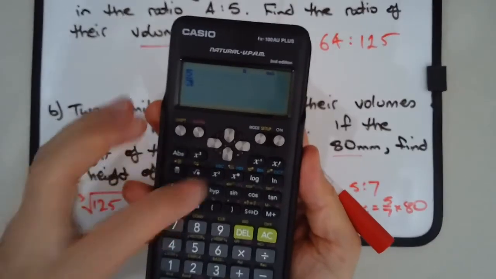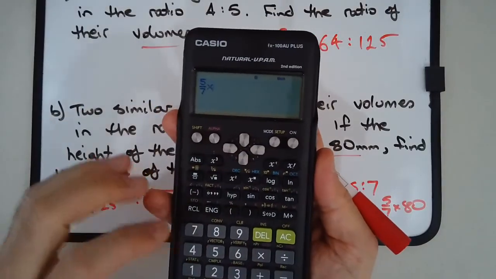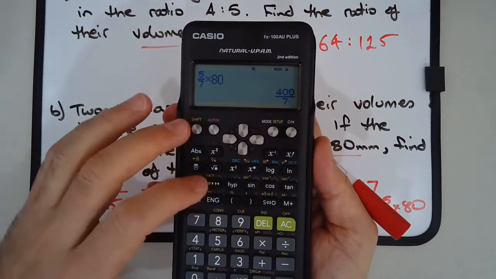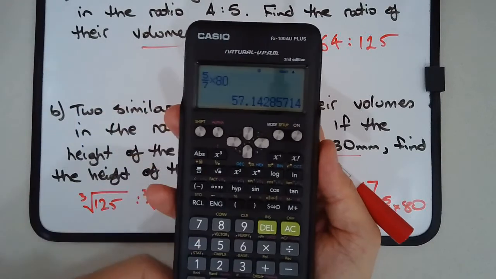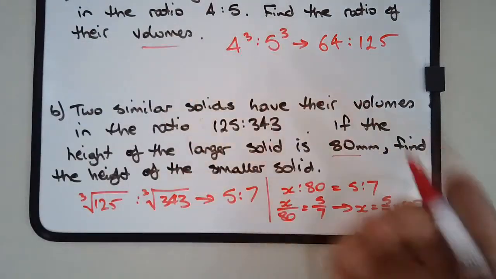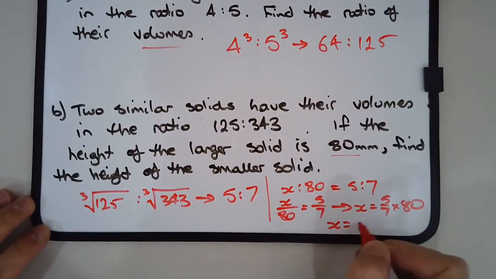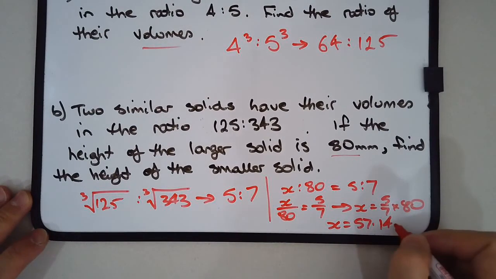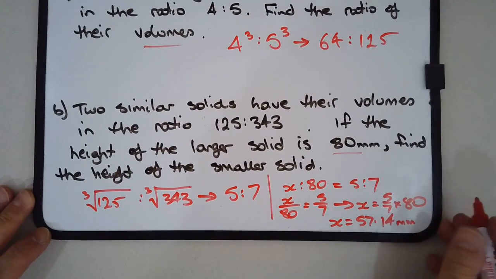So 5 on 7 multiplied by 80, and we get 400 on 7, or as a decimal, 57.14. So x is equal to 57.14 millimeters, correct to 2 decimal places.